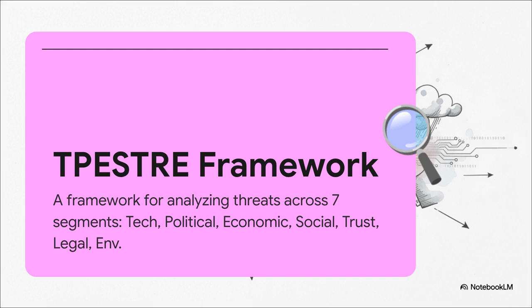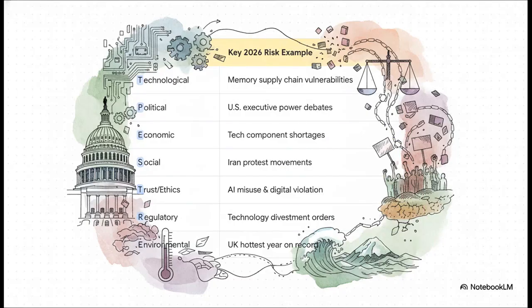This makes sure that we identify critical drivers of change that often get missed when you focus only on politics and economics, things like social trends or major ethical questions. So when you apply the framework, you get this really clear, segmented view of the entire risk landscape. And notice the connections. See how the technological supply chain vulnerabilities link directly to the economic threat of component shortages? Or how political debates over executive power in the US can influence regulatory actions like the divestment orders we just saw. This framework makes those interconnections visible.